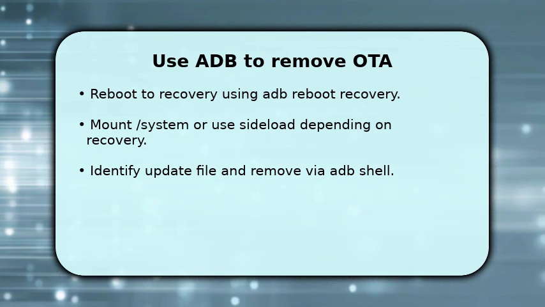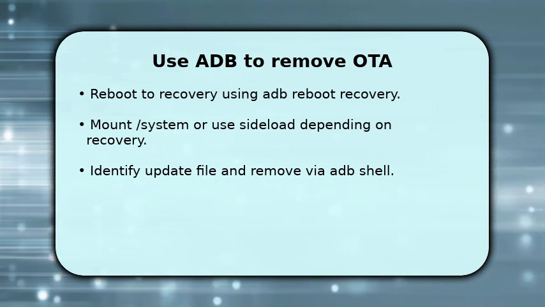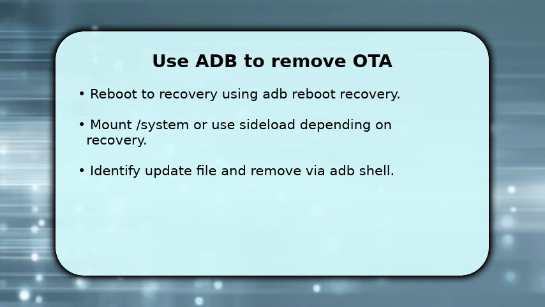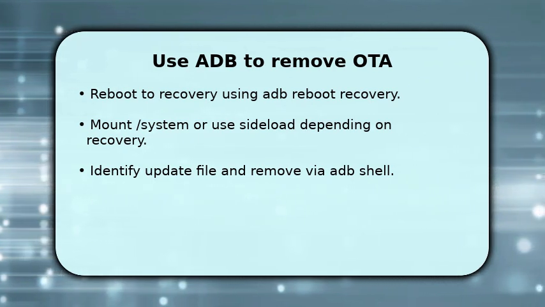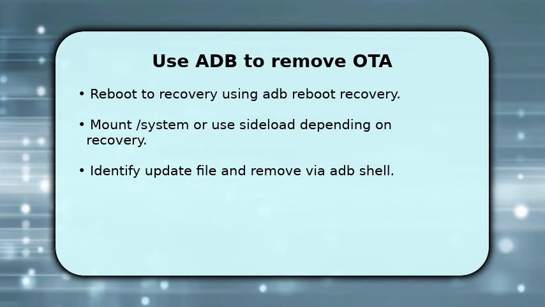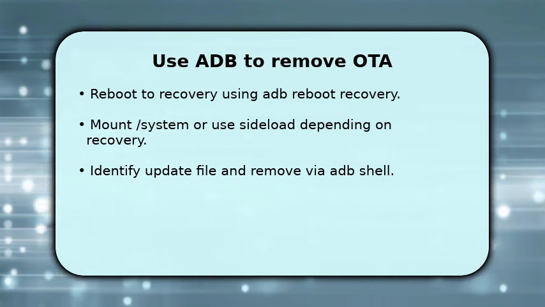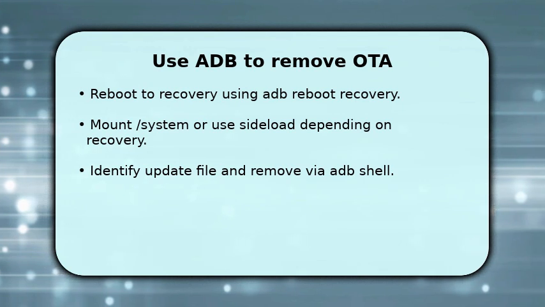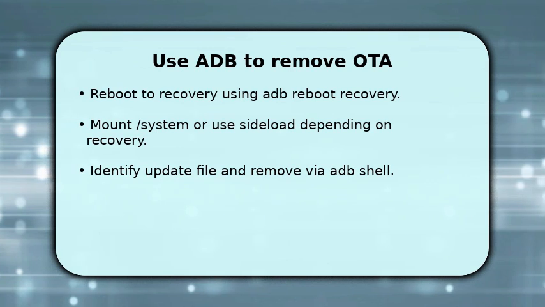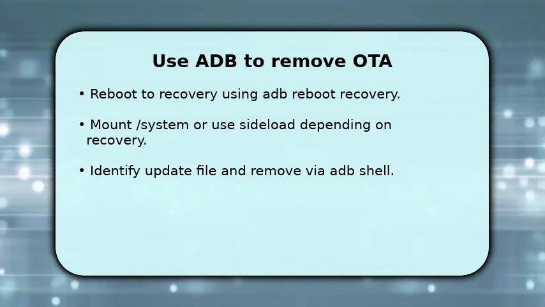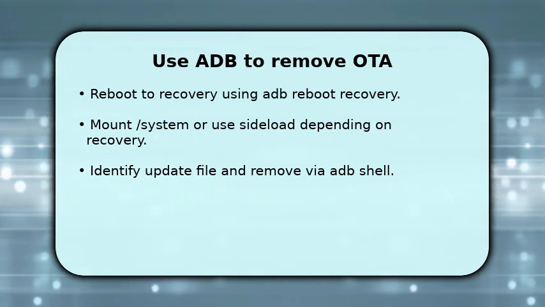Then open an adb shell, navigate to /cache, /data/dalvik-cache, and /data/system with ls to locate update zip or OTA files. Use rm with exact file names to delete the OTA package. Be careful to type paths precisely because these commands affect system files. This clears the downloaded update and notification.